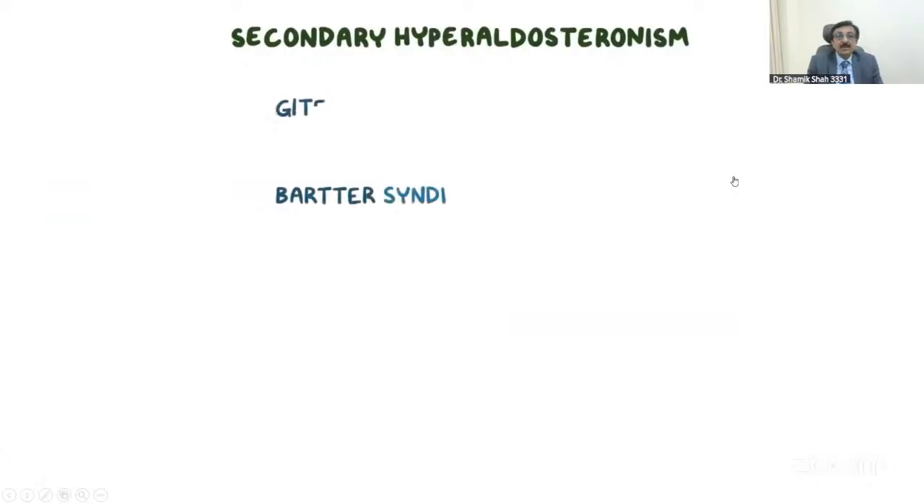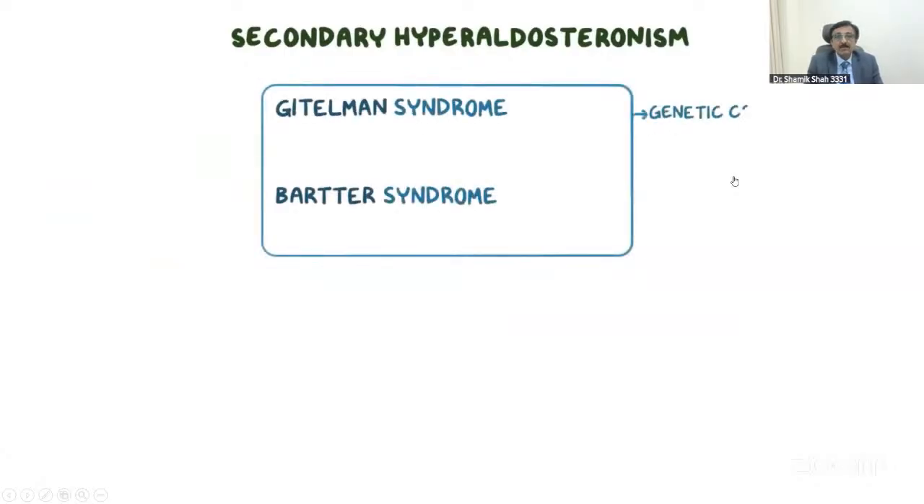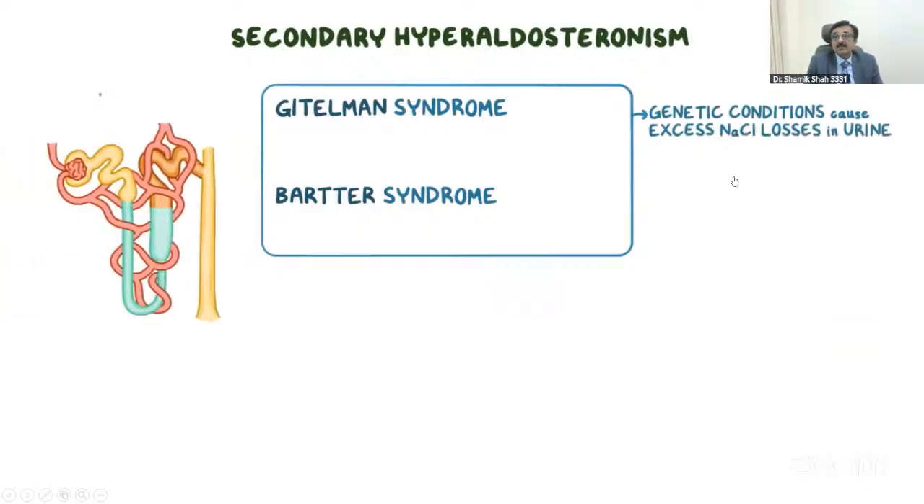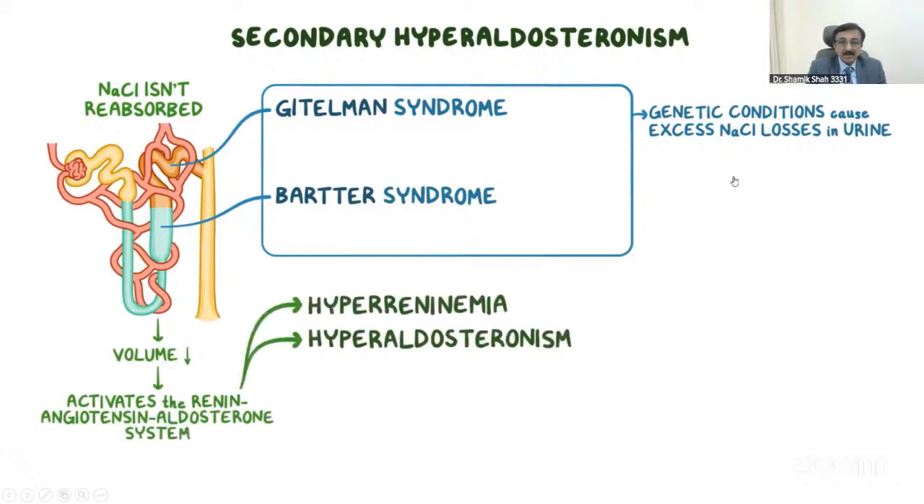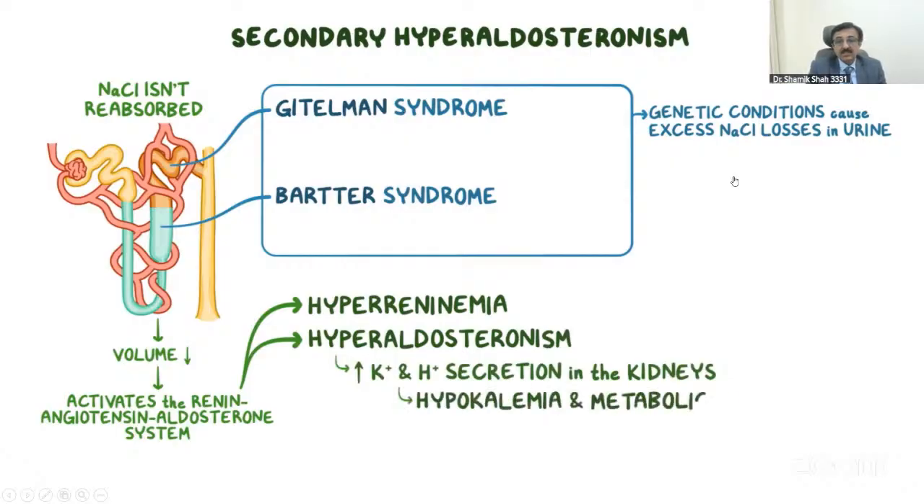If there is a secondary hyperaldosteronism, which we know as Bartter and Gitelman syndrome, then this is a genetic condition which causes excessive sodium chloride loss in the urine. Sodium chloride is not reabsorbed in the loop of Henle in Bartter syndrome, and in the collecting duct in Gitelman syndrome. When there is a loss of volume, this activates the renin-angiotensin-aldosterone system, which causes hyperreninemia, which causes hyperaldosteronism. There is increased potassium and hydrogen secretion in the kidneys, which causes hypokalemia and metabolic alkalosis.